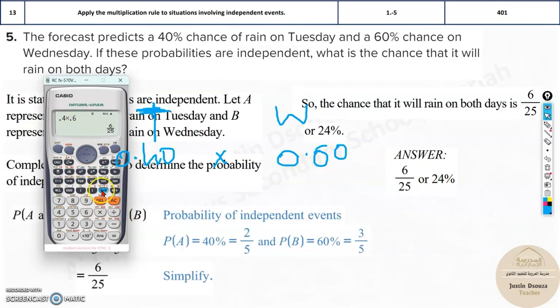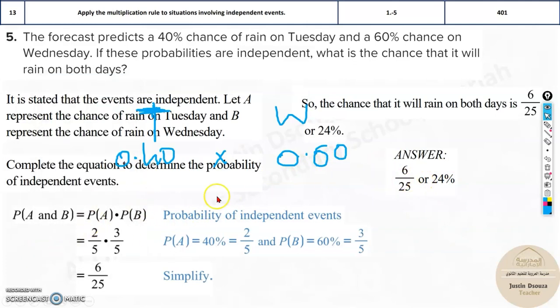Now, here it is 6 by 25. What they have done is 40% is 2 by 5, 60% means 3 by 5. They have written fractions and multiplied, but the answer will be the same. You multiply directly. Why do you want to do extra steps? If you understand the concept, it's more than enough. And you will have 4 options, so you can easily choose the correct answer. So that is the end of topic 13.